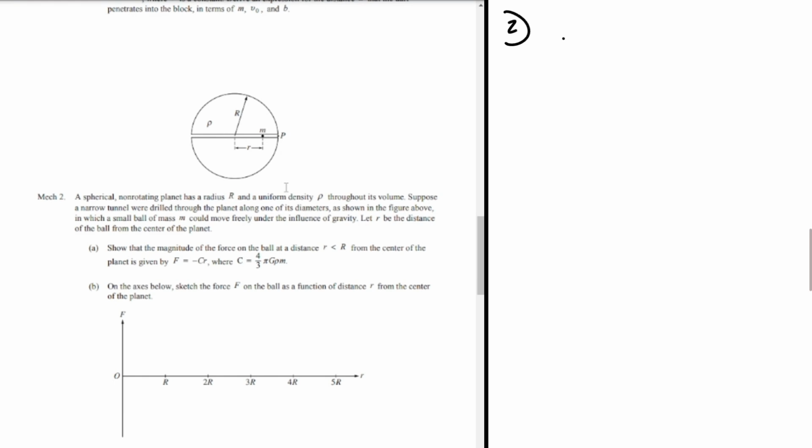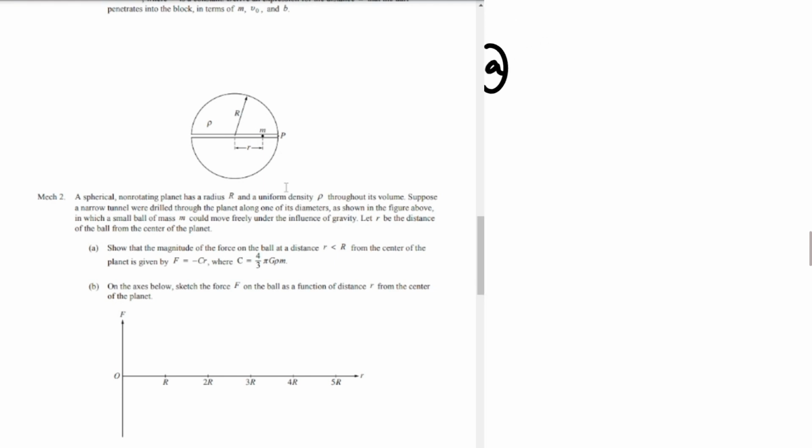So question 2, part A says, show that the magnitude of the force on the ball at a distance r less than R from the center of the planet is given by F equals negative Cr, where C is 4/3 pi G rho m. So here we're going to apply, this is unit 2, right? This is a unit 2 question, gravitation. We're going to apply the idea that rho equals mass over volume. So that rho ratio will not change no matter what.